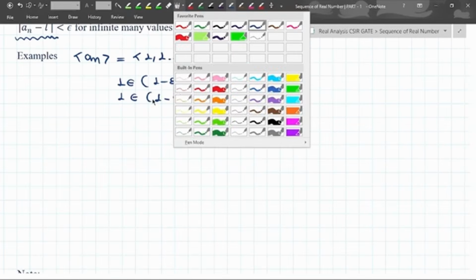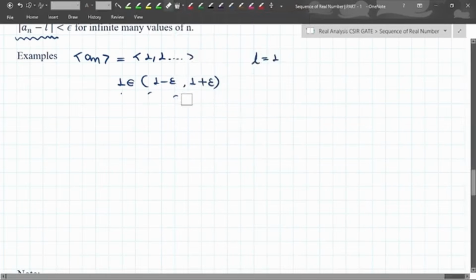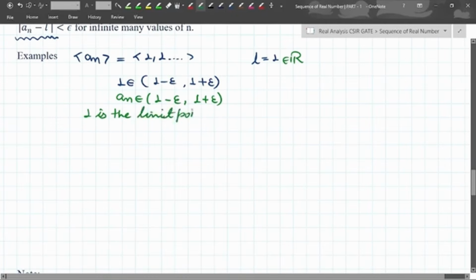It means each and every term of the sequence is contained in between this only. So this belongs to the real numbers. This is my limit point. So 1 is the limit point. One thing is that if a term of a sequence is repeated infinitely many times, then it is a limit point. It is also repeating infinitely, and that we'll discuss next.